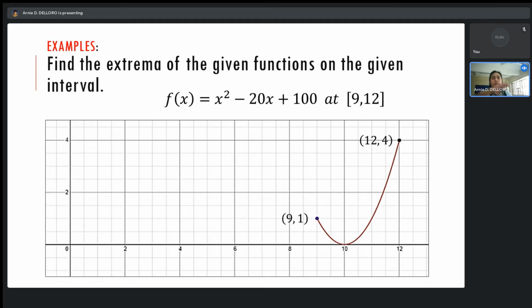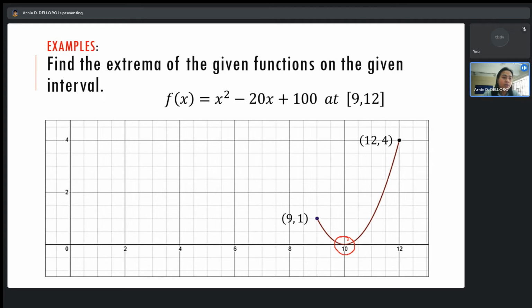Pag sinabi nating maximum, siya yung pinaka-peak or pinakamataas na point ng graph. Kaya nga, the minimum point is where in this graph? Can we consider the 0.91 as our minimum point? Di ba hindi? Okay? Kasi we still have this one.